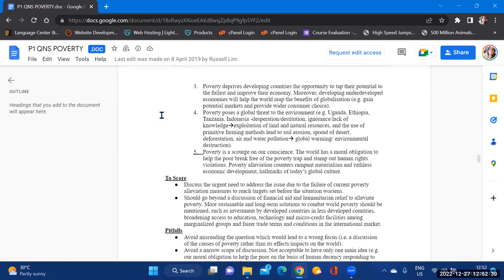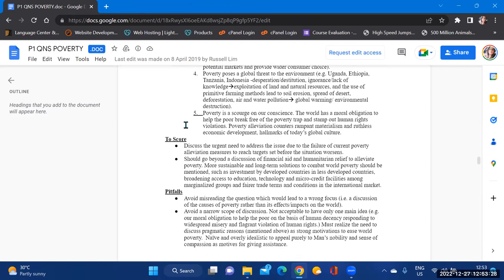Poverty deprives developing countries of the opportunity to tap their potential to the fullest and improve the economy. Moreover, developing underdeveloped economies will help the world reap the benefits of globalization by gaining potential markets and providing wider consumer choices. Number four, poverty poses a global threat to the environment. Exploitation of land, lack of knowledge about natural resources, and use of primitive farming may lead to environmental degradation, like soil erosion, spread of desert, deforestation, air and water pollution, global warming, and overall environmental destruction.